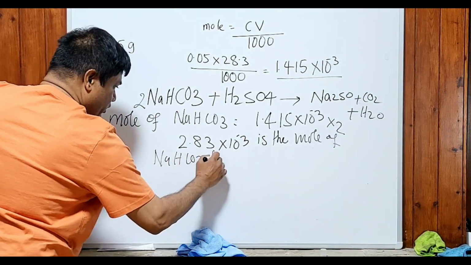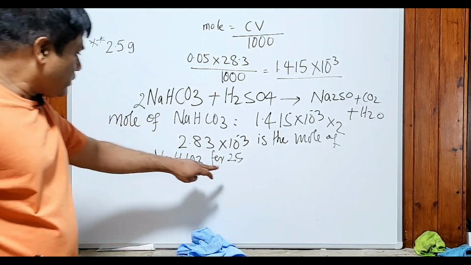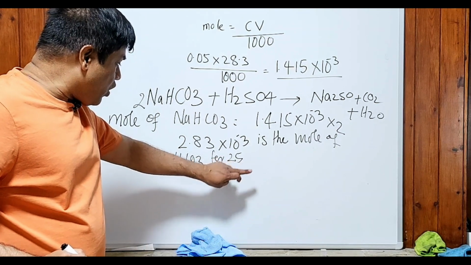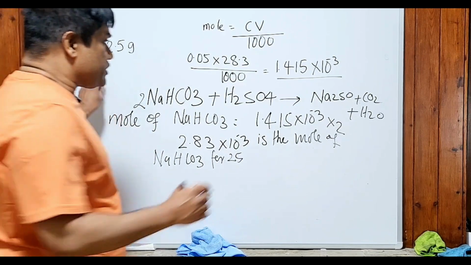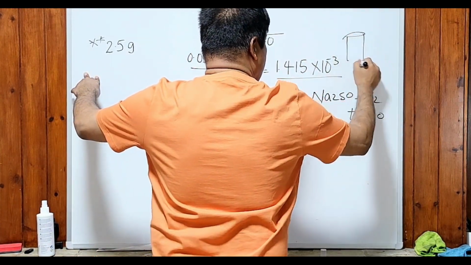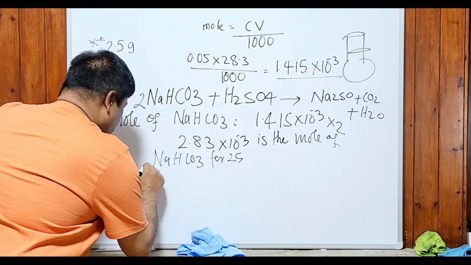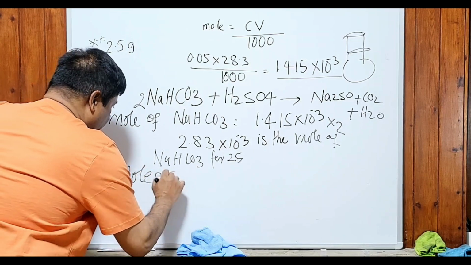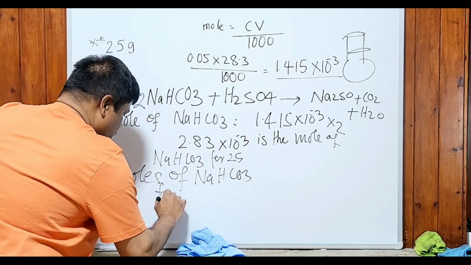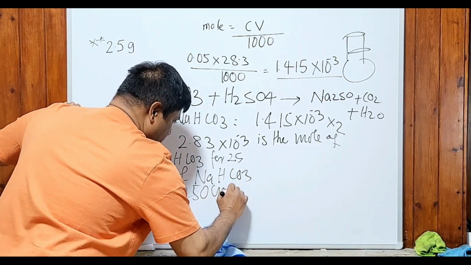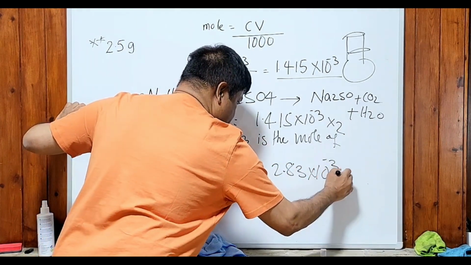For 25 centimeter cube, we titrated 25 centimeter cube of sodium carbonate. But initially, we made a solution up to 250. So work out the mole for 250. How can we work out the mole? Times by 10. So moles of NaHCO3 for 250 centimeter cube equals 2.83 into 10 to the power of minus 3 times by 10.